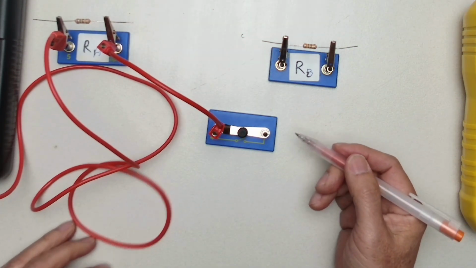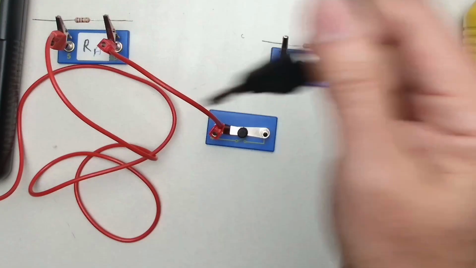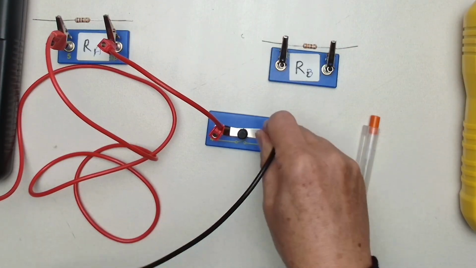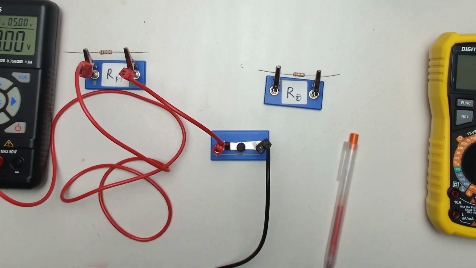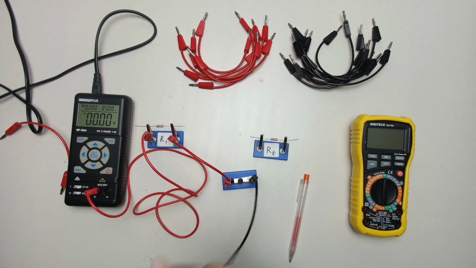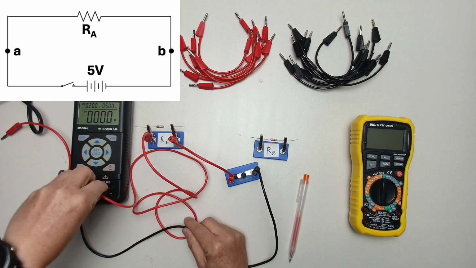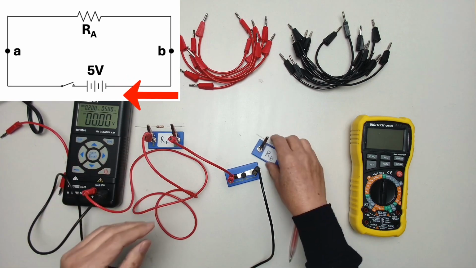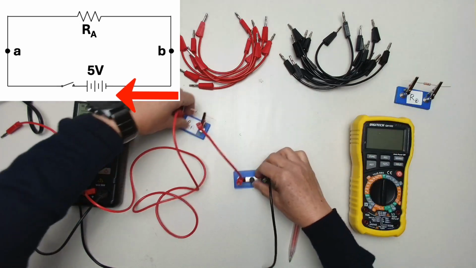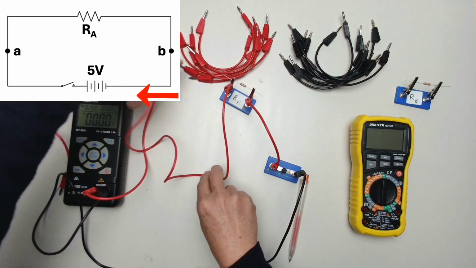Here I can use a black cable. So we turn this one to the negative side of the power supply. Now let's see what happened.